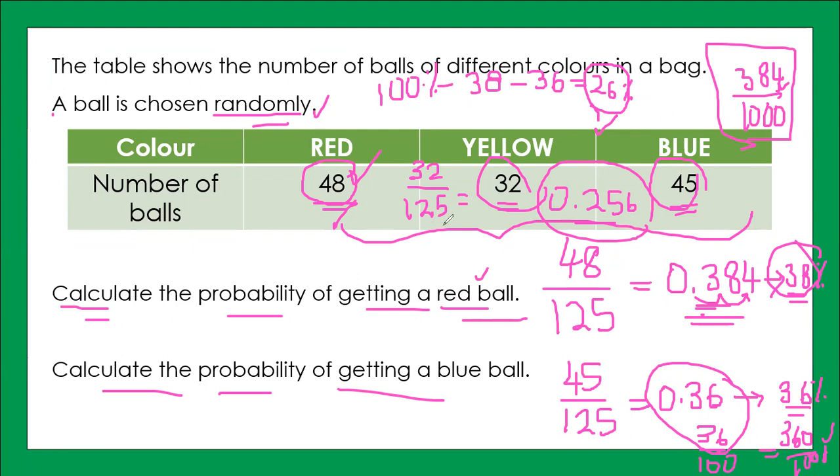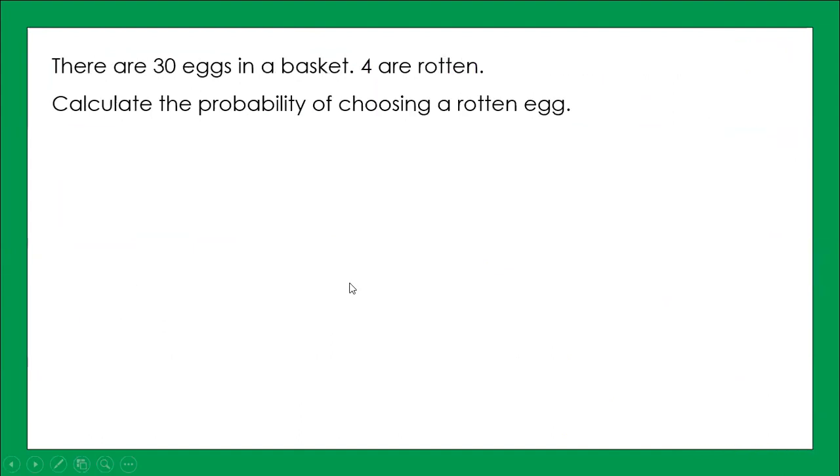Are you following me? You don't believe me? Try. 0.384 plus 0.256 plus 0.36, the one for blue. You add up. You'll surely land at 1, because the total of all probabilities must be 1. Got it? Okay, clear? Good. Let's go to the next question then.